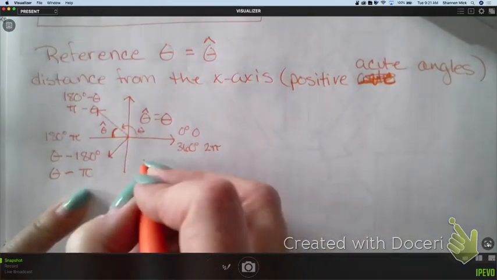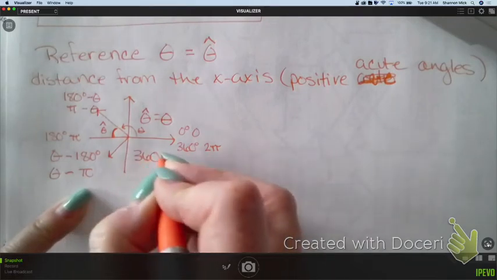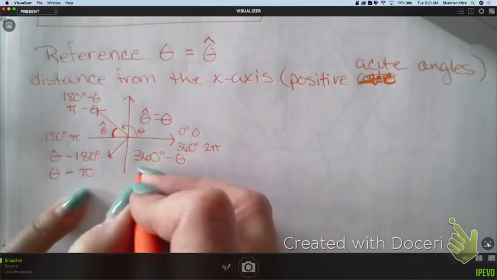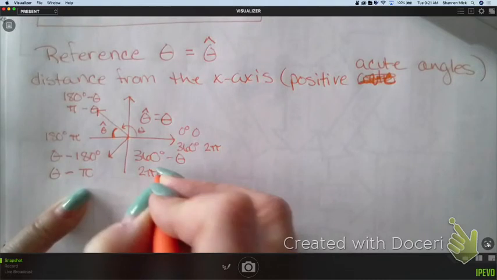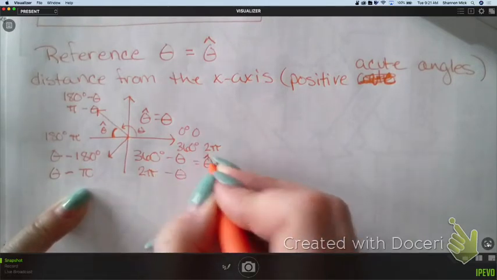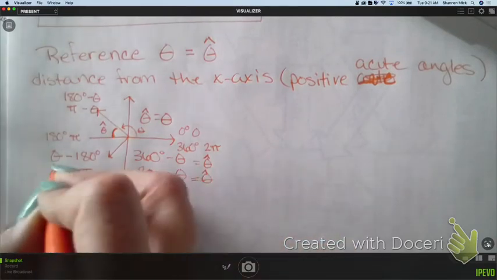Okay, how do I find anything over here? 360 minus theta, and 2 pi minus theta. And those all give me my theta hats, right? So we remember that.